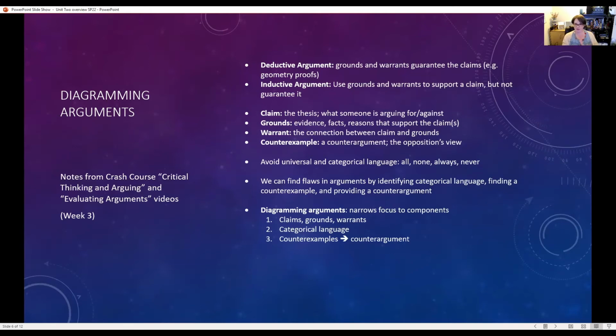That is your claim. So think of claim and thesis as being together, right? Then we have grounds. And what is grounds? Grounds is the evidence or the facts or the reasons that support the claim. And then we have warrant. The warrant is the connection, and in the video they show a bridge between the claims and the grounds, right? So the warrant is the connection between what you're arguing and all the evidence and facts and reasons that you use.